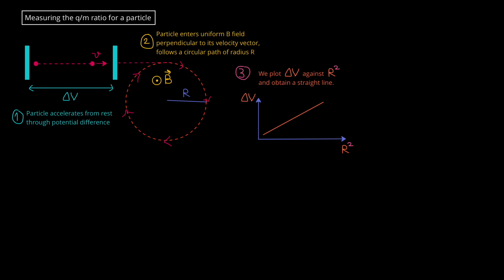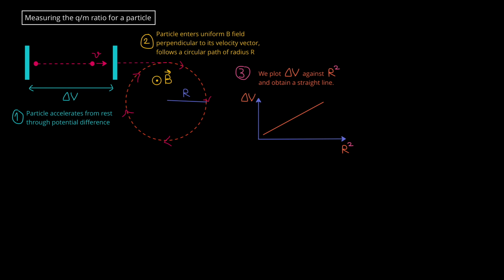Let's say you want to determine the charge to mass ratio for a given particle. You accelerate the particle through a potential difference delta V. The particle starts from rest, and when it reaches the end of the potential difference region, it is moving at speed v. And then it enters a region of magnetic field where the magnetic field is uniform and it's perpendicular to the velocity of the particle.